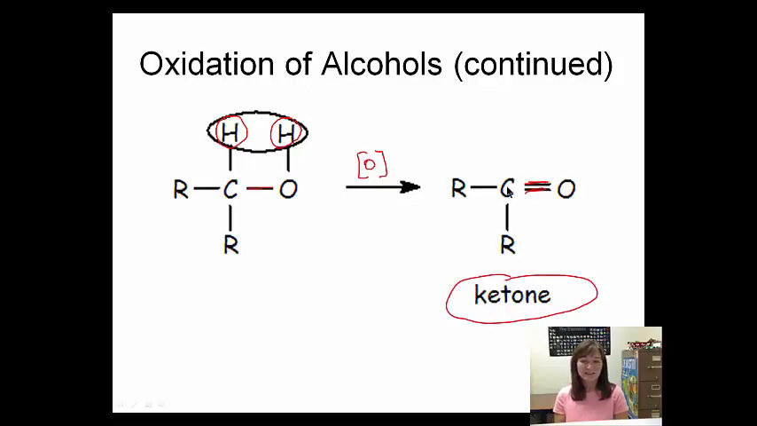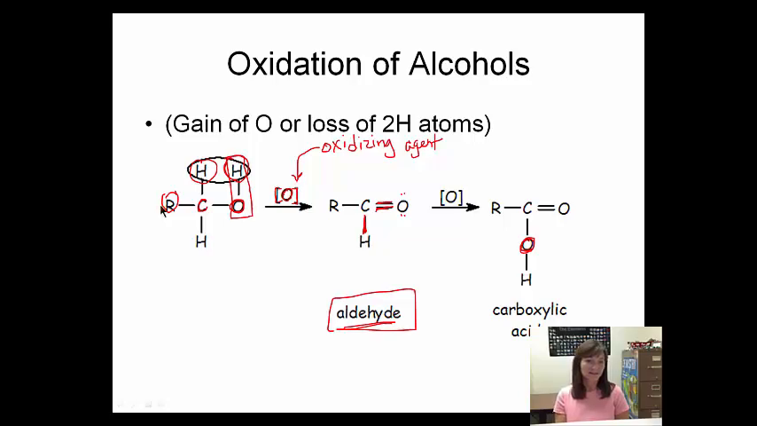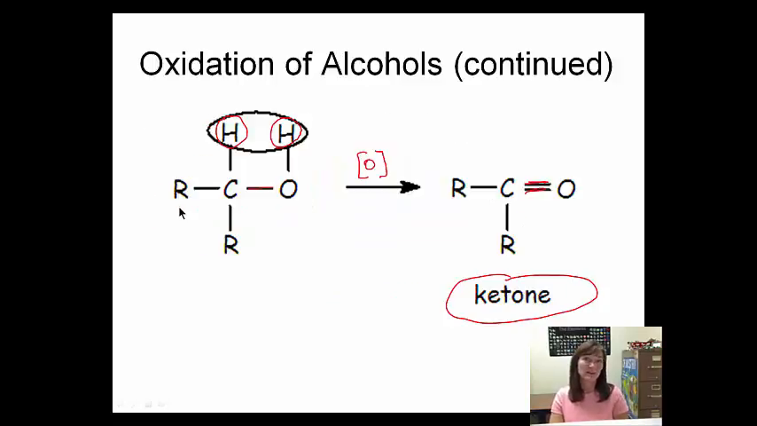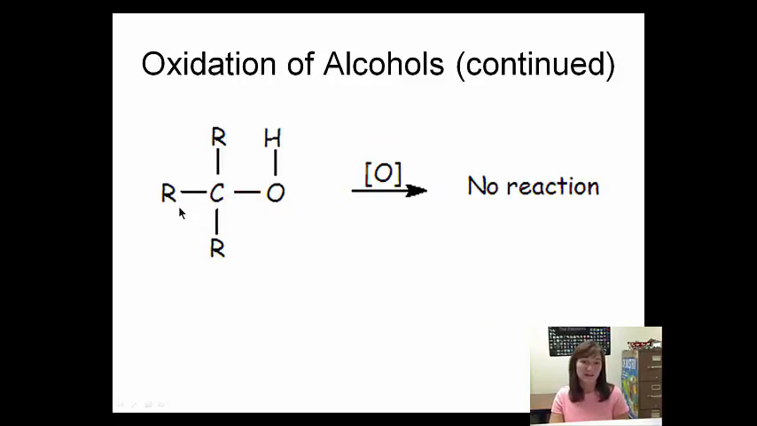So the difference is how many R groups are bonded to the carbon. This carbon here has 2 R groups, so that leads us to a ketone. Back here, in this alcohol, we only had 1 R group. So that's why we end up getting an aldehyde. You don't even have to worry about that, okay? You don't need to look at whether your alcohol has got 1 alkyl group or 2 alkyl groups. I just wanted to point out that sometimes you get aldehydes and sometimes you get a ketone out of the product. This particular alcohol, however, has got 3 R groups on it.